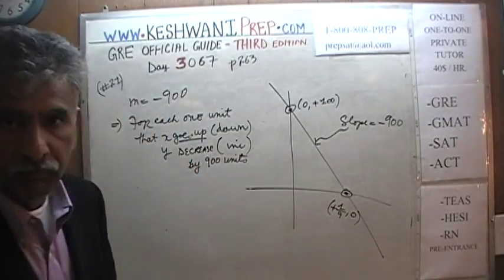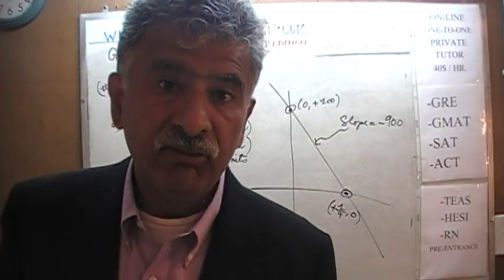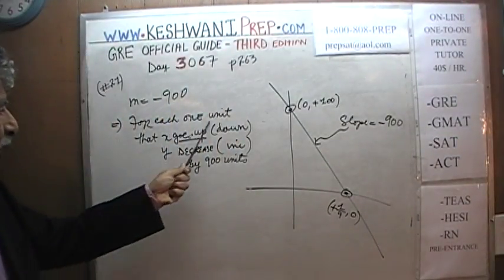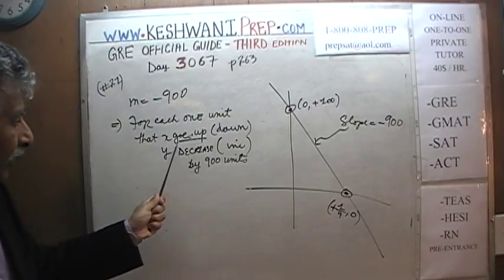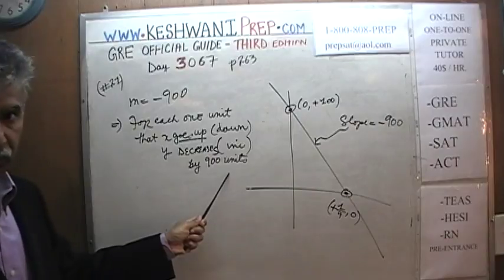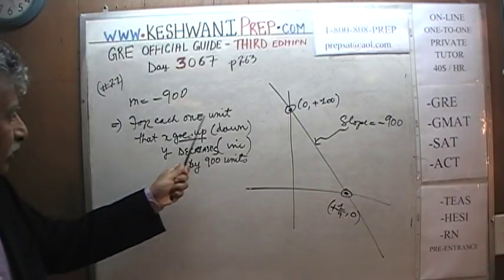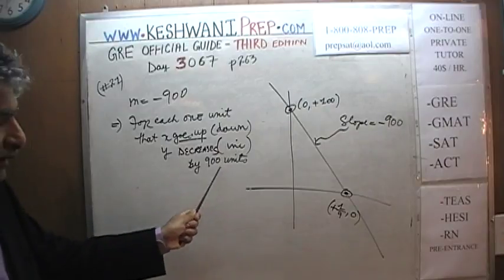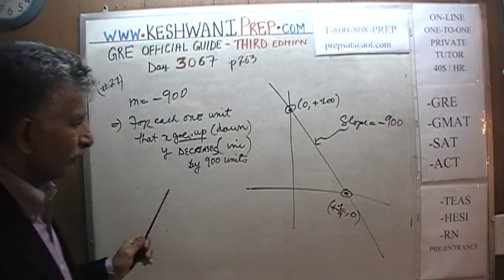One more time, we're going to read together. These are two sentences put together, so we're going to read the two sentences separately. It says, for each one unit that x goes up, y decreases by 900 units. Or, for each one unit that x goes down, y increases by 900 units. And we can see that from here.